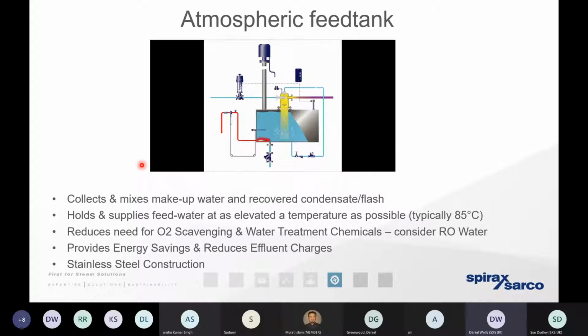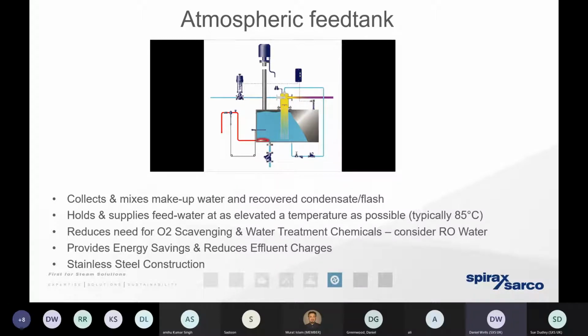We typically want to ensure that the hot well is held at a nice high temperature. So if you can imagine, if we've got hot water going into the boiler, it means we're getting less thermal shock and fatigue and failure of the boiler itself. It means if we put hot water into the boiler, it can produce steam very, very rapidly and responsively whenever there's a demand. Hot water going into the boiler means we need to add less fuel to generate steam again.